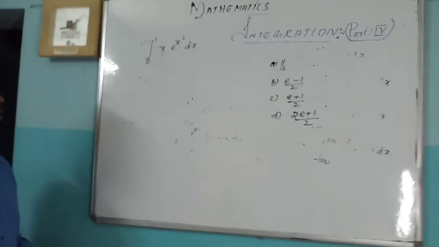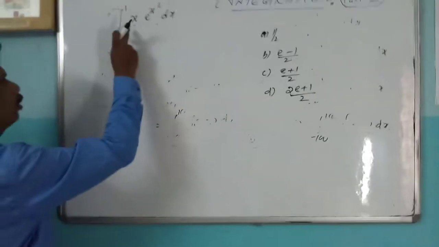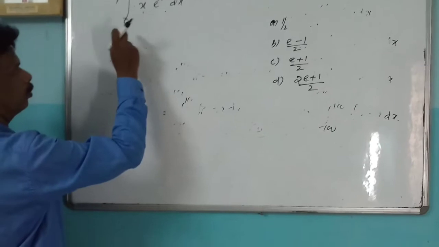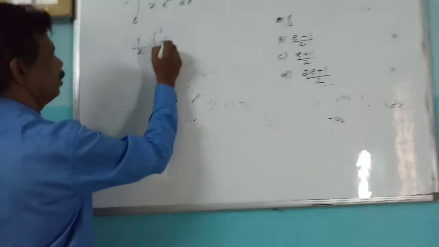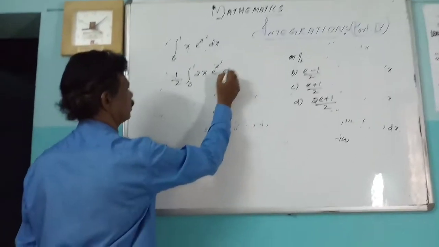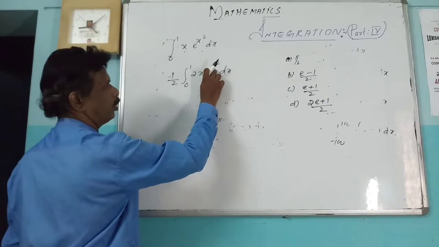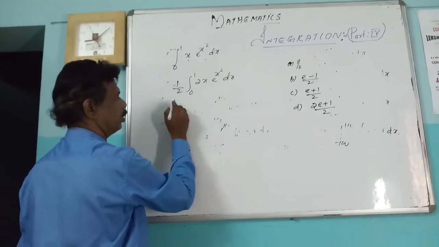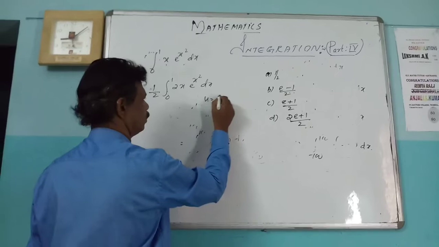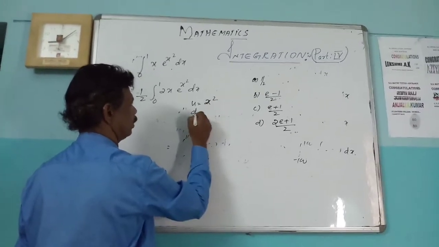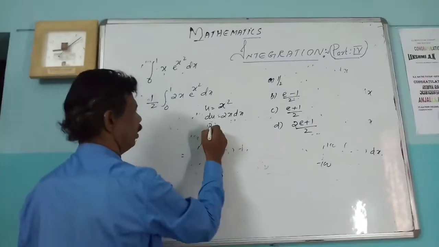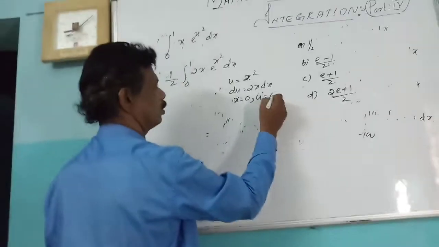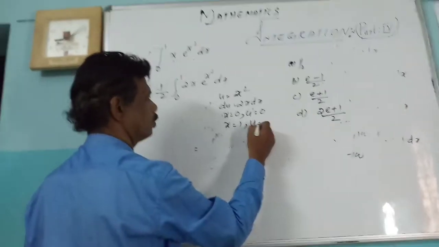See, integral 0 to 1, x e raised to x square dx. Here I am multiplying by 2 and dividing by 2, then 1 by 2 out of the integral 0 to 1, 2x e raised to x square dx. Then 2x is the derivative of x square. If u is equal to x square, then du is equal to 2x dx. Then substitute the limits. When x is equal to 0, u equals 0. When x is equal to 1, u is also equal to 1.